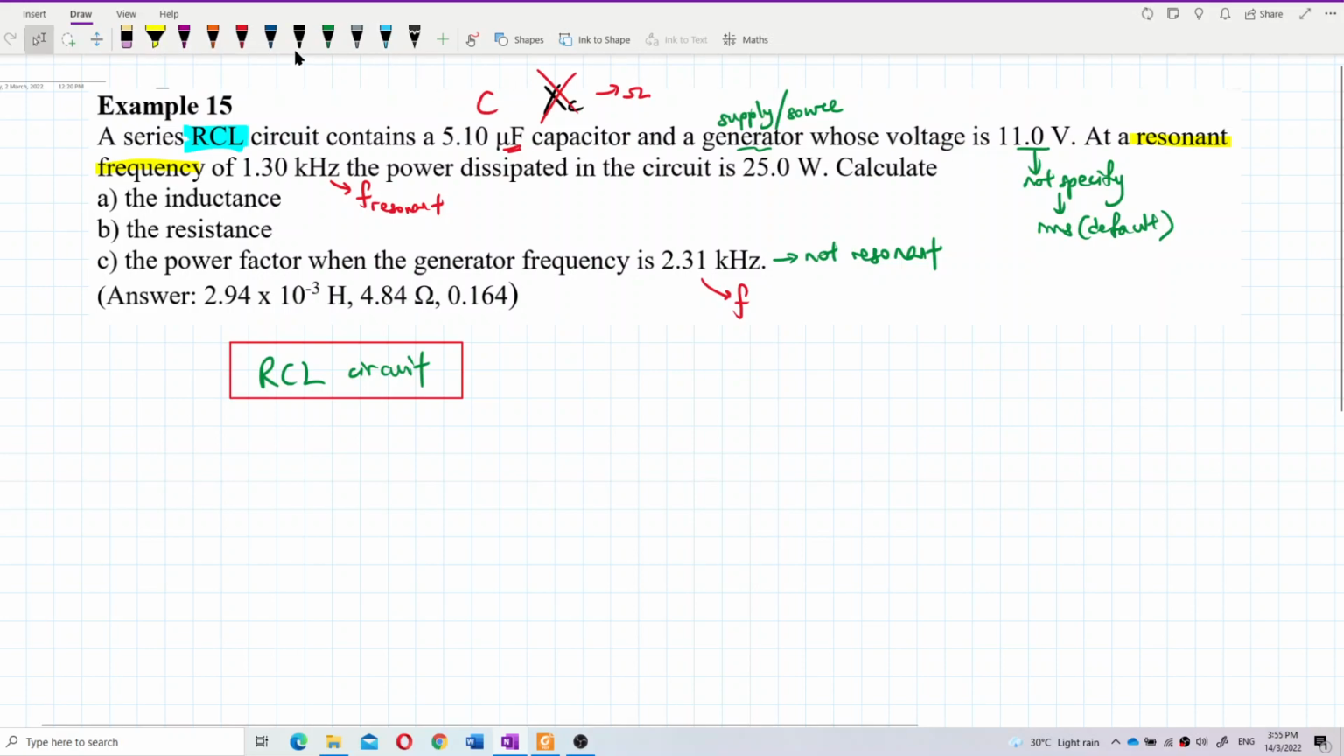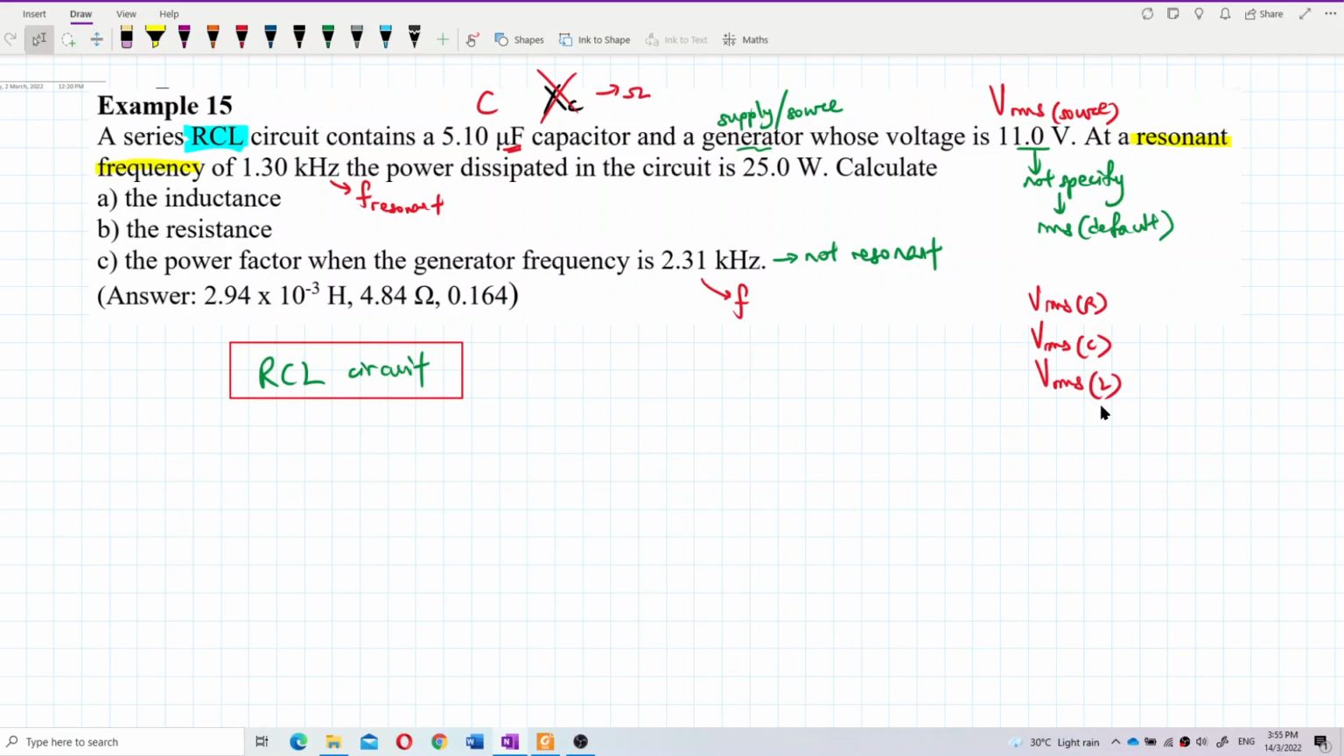So how do we write this? We normally write the 11 volt as the root mean square value of voltage. But this VRMS is for the generator, the source, so we need to bracket it and write VRMS for source. Why do we need to bracket source? Because we have other voltages: VRMS for the resistor, for the capacitor, for the inductor. We have so many other voltages. So it's important you write VRMS for source, so you don't get confused.